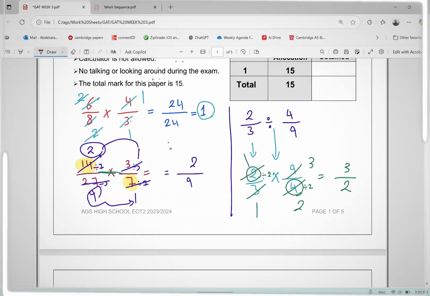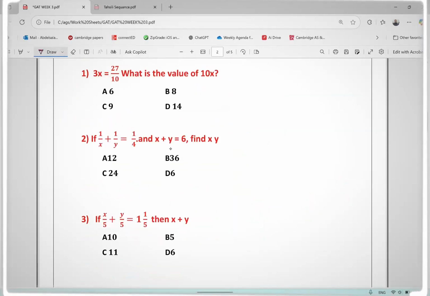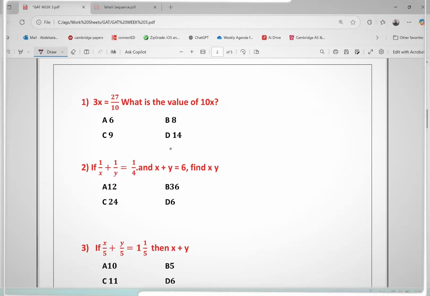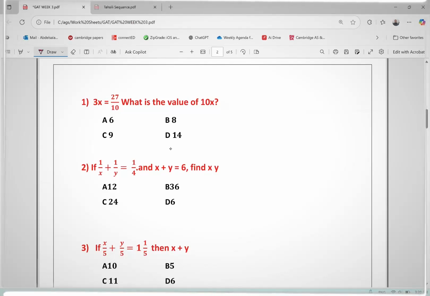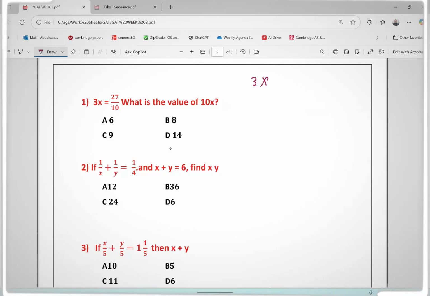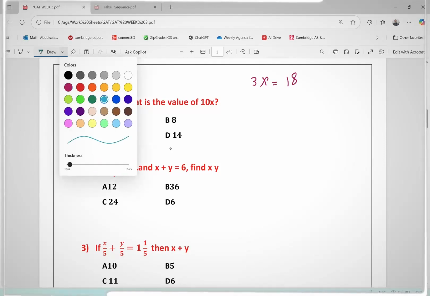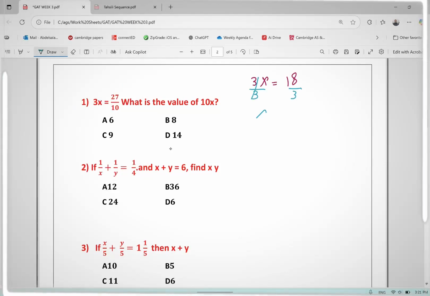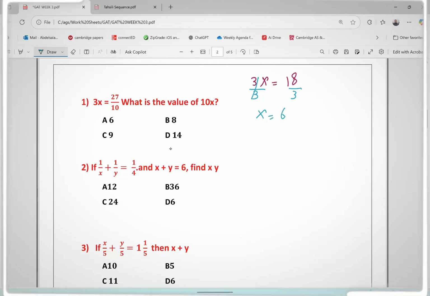Let's say Bismillah and start the questions. Bismillah ar-Rahman. Now, question number 1. 3x equals 27 over 10. Now, forget this question. If you have the equation 3x equals 18, how can you solve this equation? Mister, I will divide here by 3 to cancel. Divide here by 3. So x equals 18 divided by 3, which is 6.